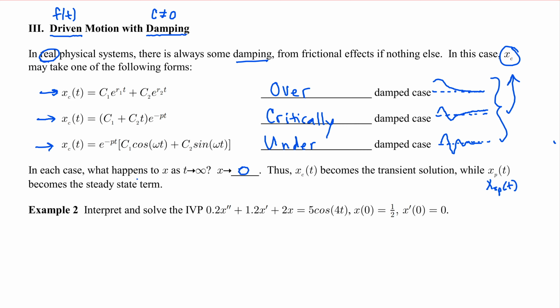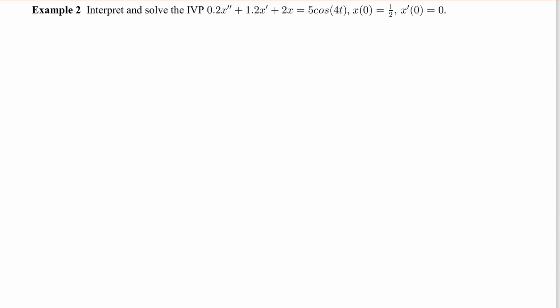Remember, this only occurs with damping. In the absence of damping, the mass never settles back to its equilibrium like it does with damping. So the x sub p and the x sub c interact indefinitely when there's no damping. But when there's damping, x sub c eventually goes away and x sub p takes over as the long-term behavior of the spring. Let's put all this information together and work through example 2.